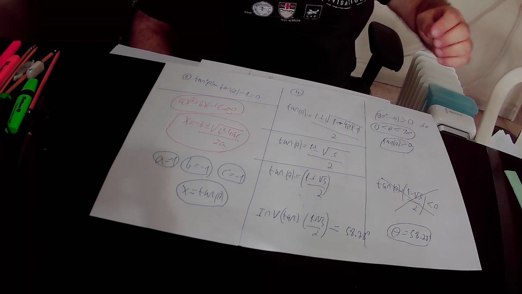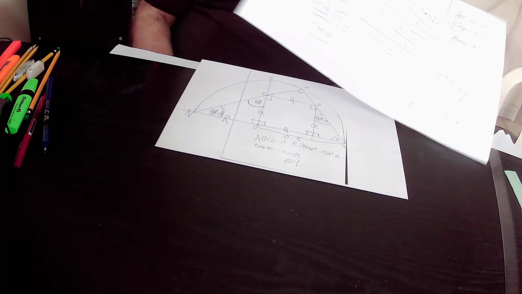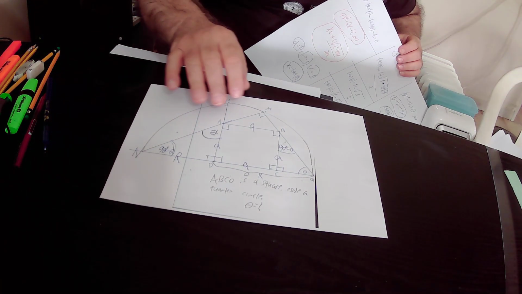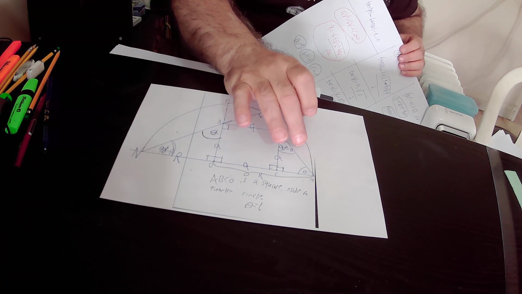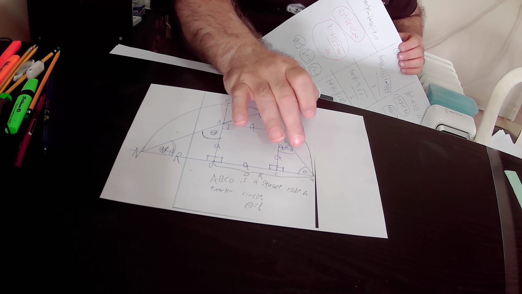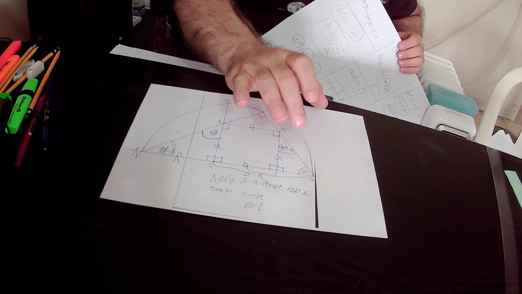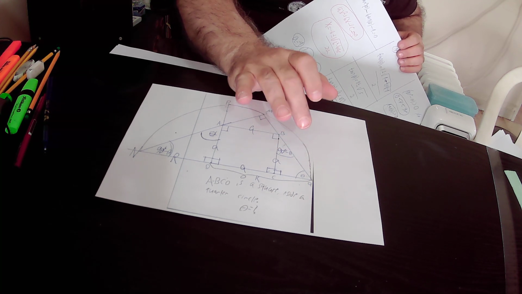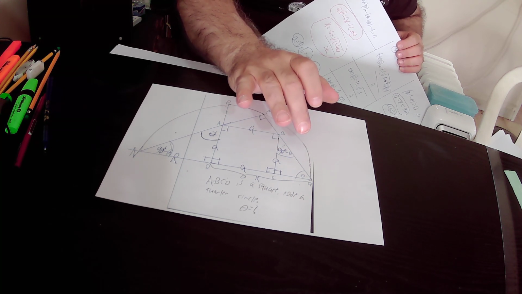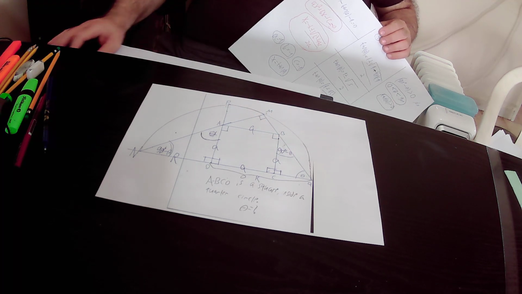58.28 degrees. So in conclusion, the answer to the question is that the value of angle theta is equal to 58.28 degrees. Okay? I'll repeat again. The value of this angle theta is equal to 58.28 degrees. Okay? Thank you very much.